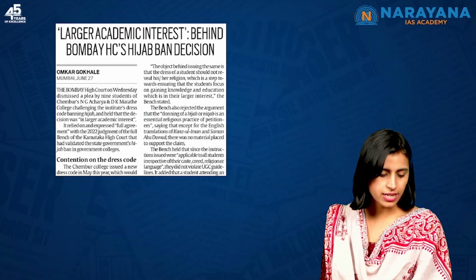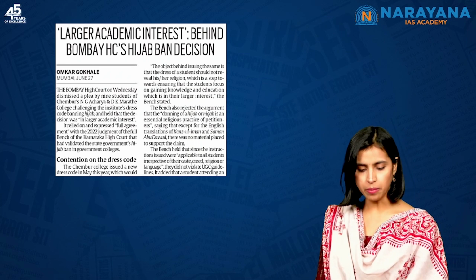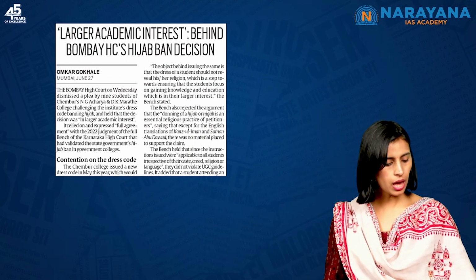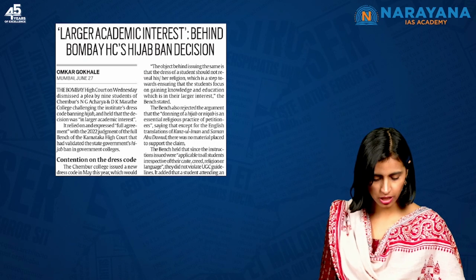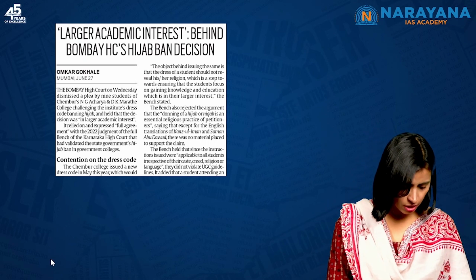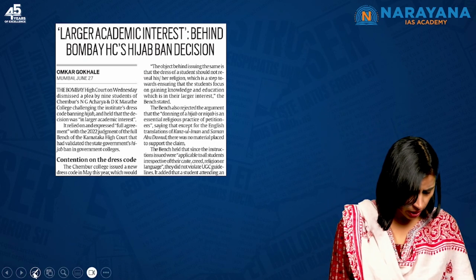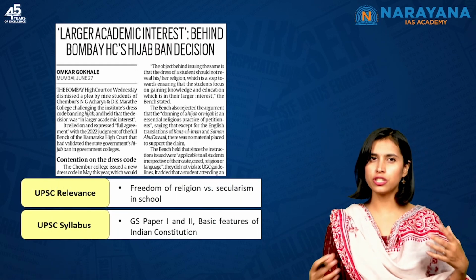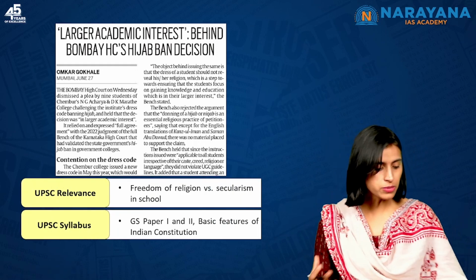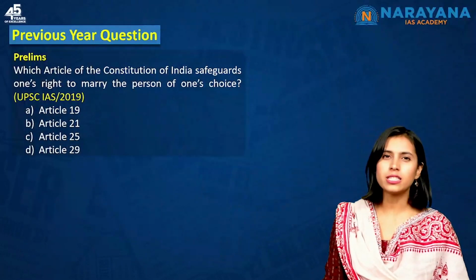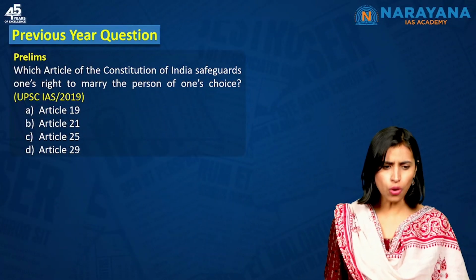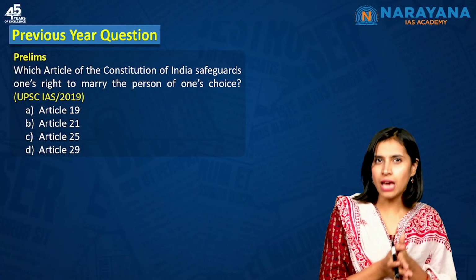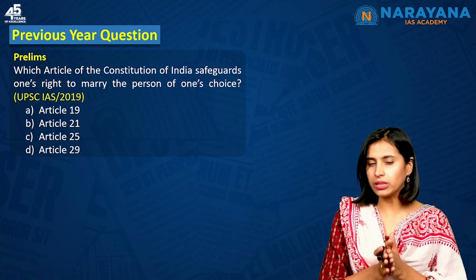Let's start with the next article, that is the larger academic interest behind the Bombay High Court's hijab ban decision. In this, we will discuss two conflicting ideas. Number one is the freedom of religion, and number two is the idea of secularism that an educational institution is trying to promote, which comes under paper 2 and 3. That is the basic features of the Indian Constitution. And often questions are asked from this particular part of polity.